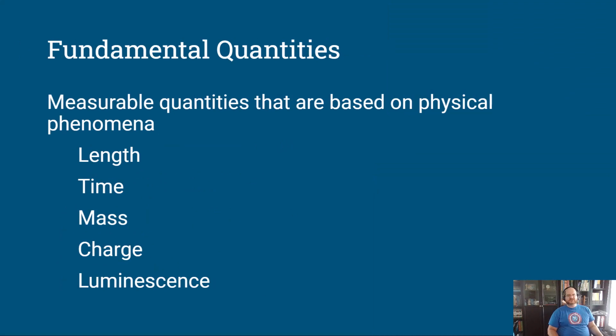Alright, so some of the measurable fundamental quantities that we're going to discuss are length, time, mass, charge, and luminescence. Now in Physics 1 we're going to primarily focus on length, time, and mass, and most of the other units and quantities that we measure are some sort of combination of these three. We're going to talk about charge and luminescence a lot more in Physics 2.